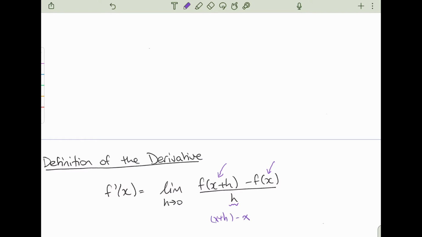So once we think of that, we can just very easily remember this formula: difference of the value of the function divided by the difference of the input. And we also need to let the difference be as small as possible. That's why h goes to 0 here.